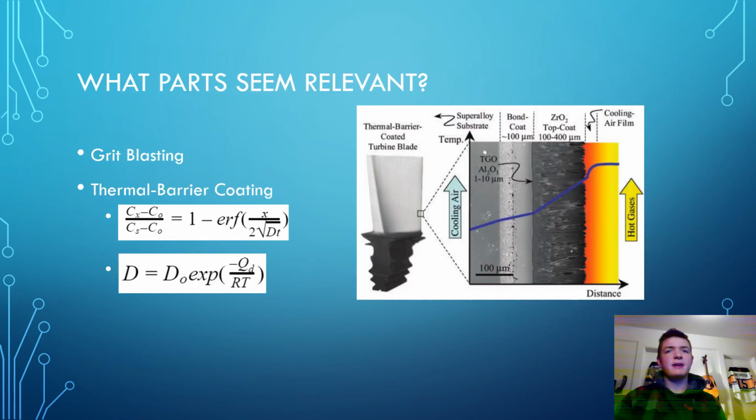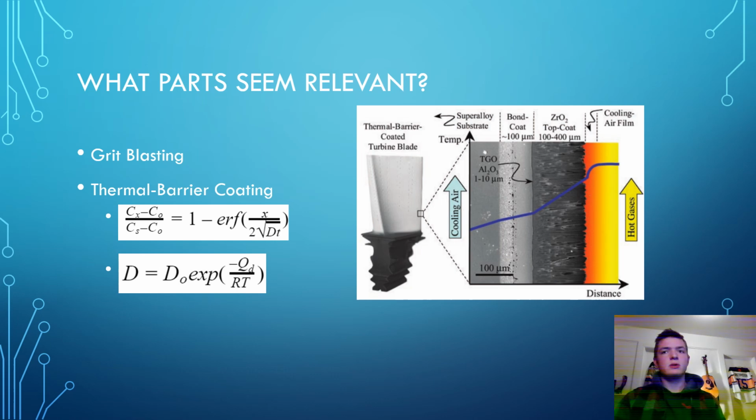Two parts of the manufacture of a single crystal turbine blade can be related to the class content. The first of which is grit blasting, which uses an abrasive to both clean the surface and introduce vacancies into the material. These vacancies allow for the diffusion of a bond coat into the single crystal turbine blade, preparing the material for the second coat of ceramic.